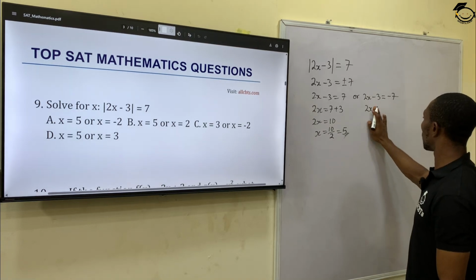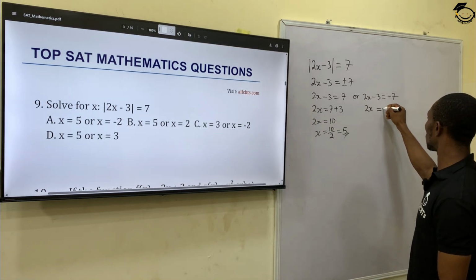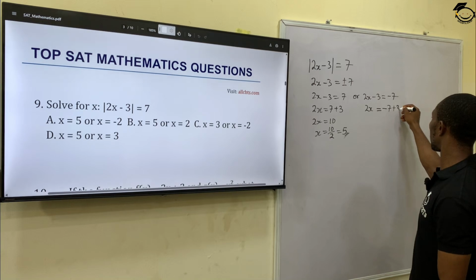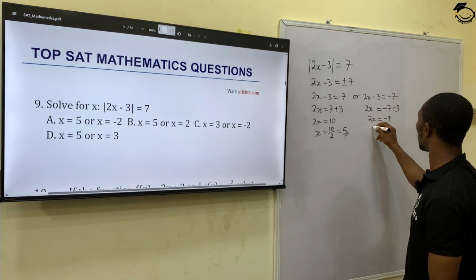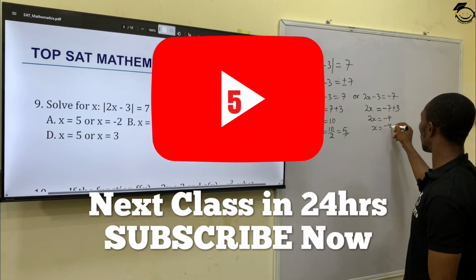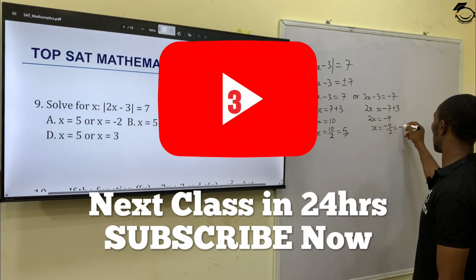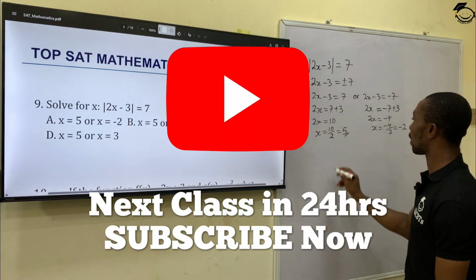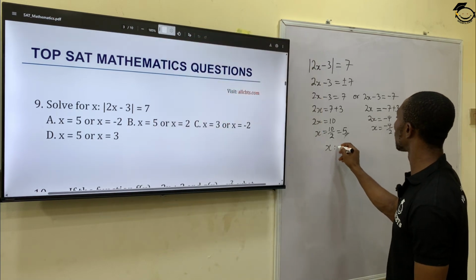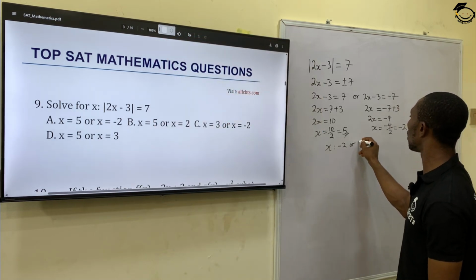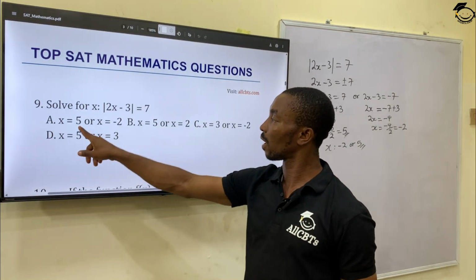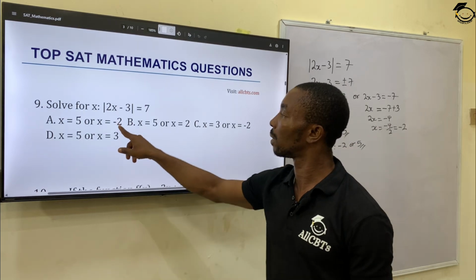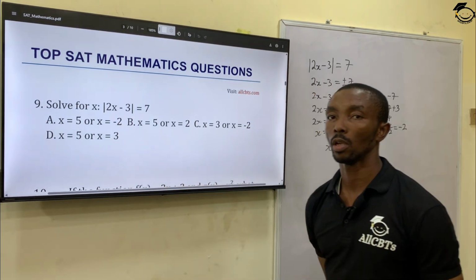Or 2x minus 3 equals minus 7. Minus 3 going over will give us plus. So this becomes minus 7 plus 3. 2x equals minus 4. x equals minus 4 over 2, which will give us minus 2. So the values of x will become minus 2 or 5. So x equals 5, or x equals minus 2, which is the option A.